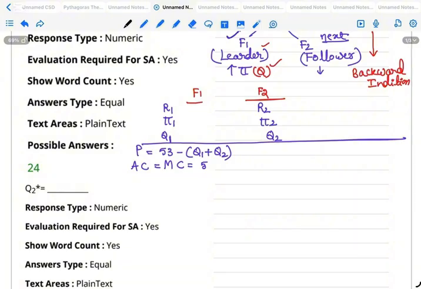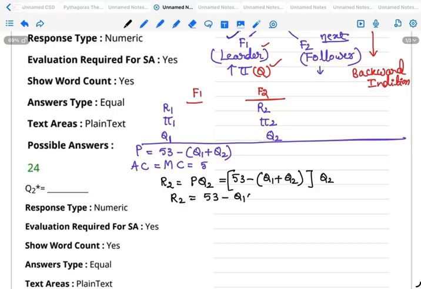First you calculate the revenue R2. So R2 equals revenue equals P times Q2, where P equals 53 minus (Q1 plus Q2), times Q2. So R2 equals 53 Q2 minus Q1 Q2 minus Q2 squared. This is equation 1.